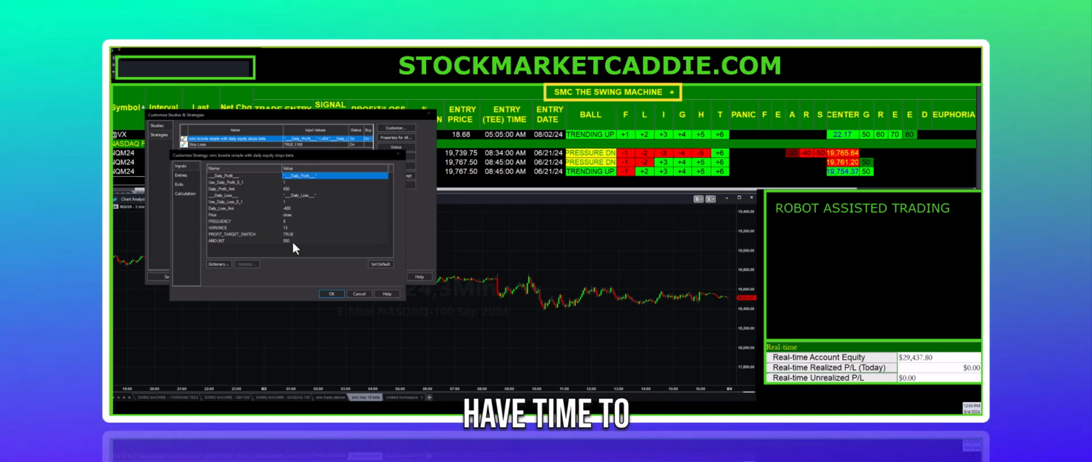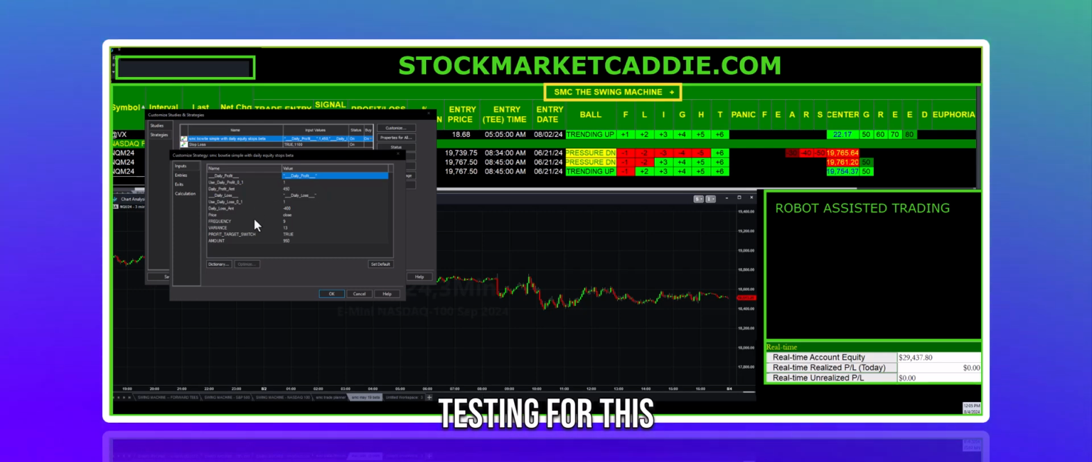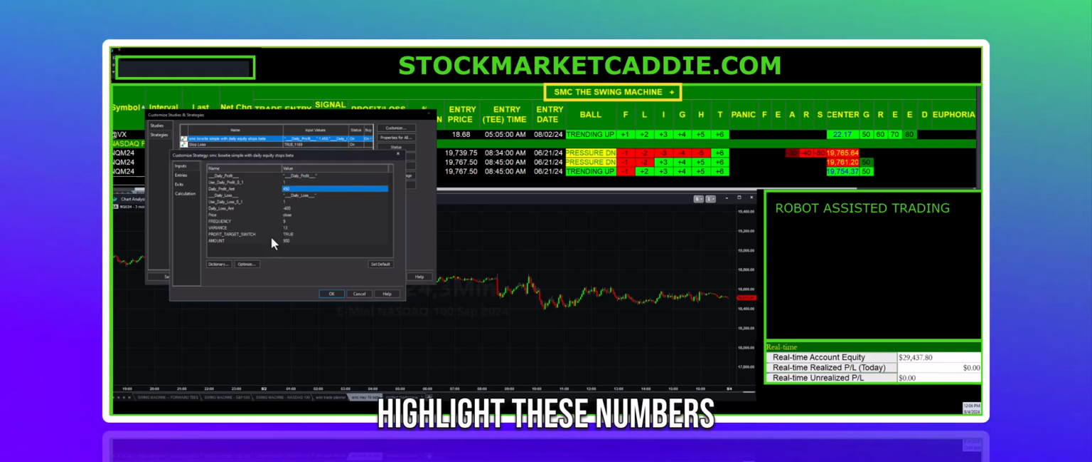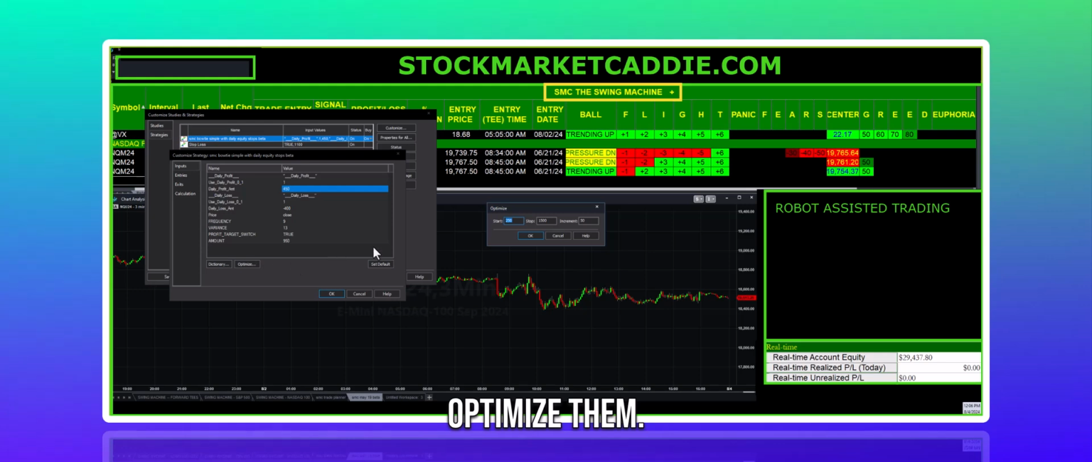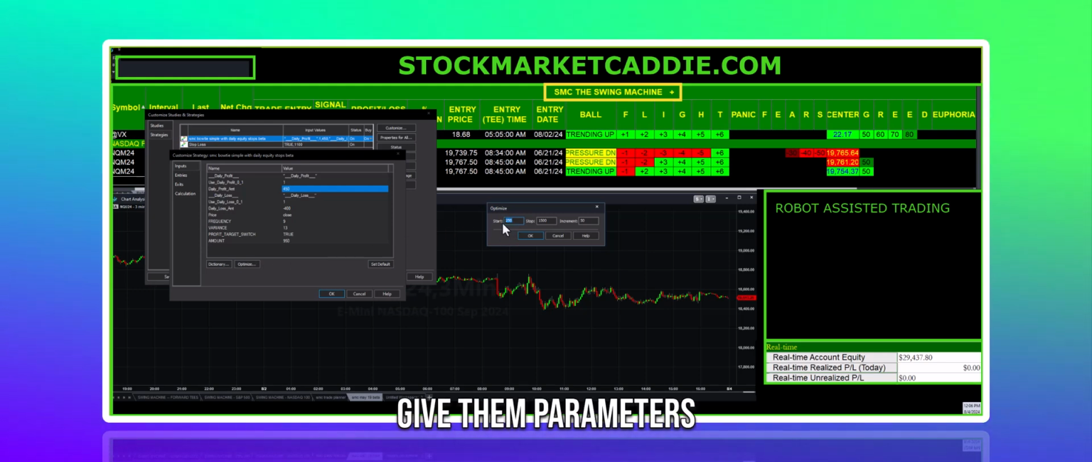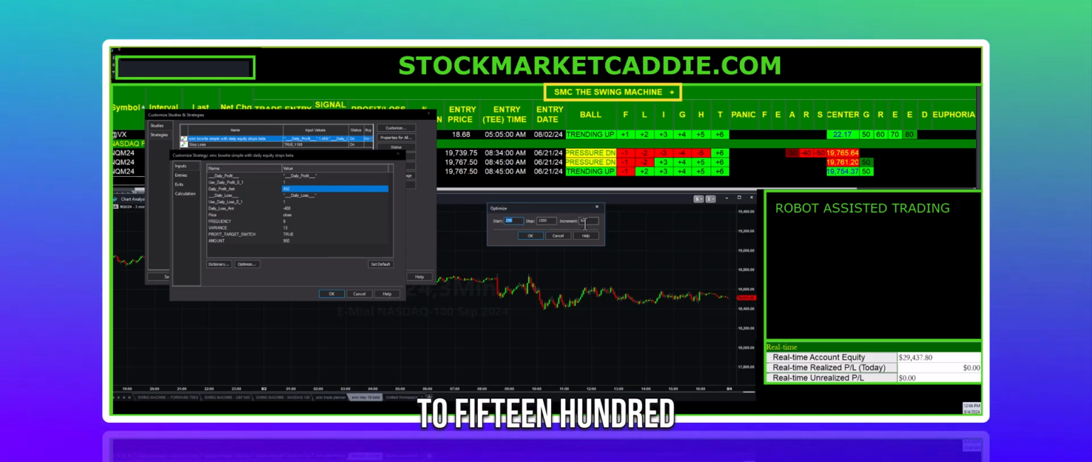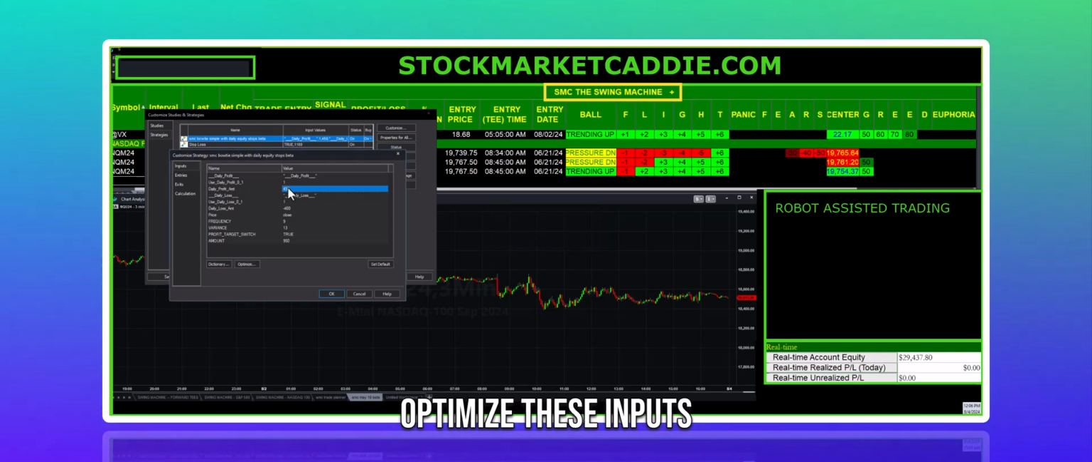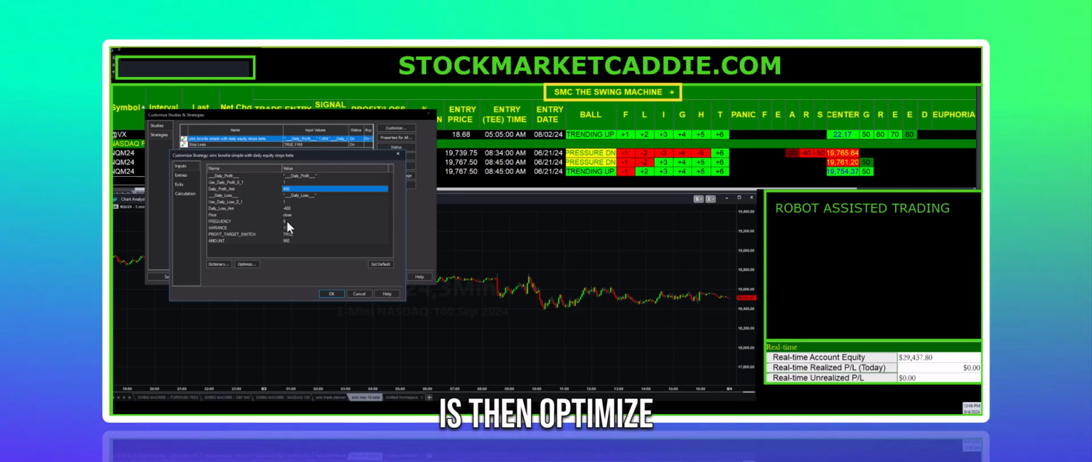Well, I don't have time to run through our testing for this week, but I can describe what it is we do. We will highlight these numbers and we will optimize them. We will give them parameters to start from 250 to 1500, increment of 50, as an example. And we will optimize these inputs, this one and this one, with parameters. And then, most valuable, is to optimize the frequency, which is part of the strategy itself.